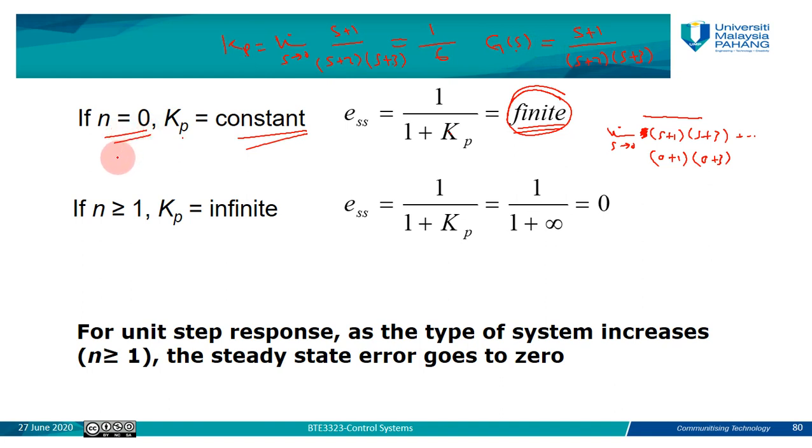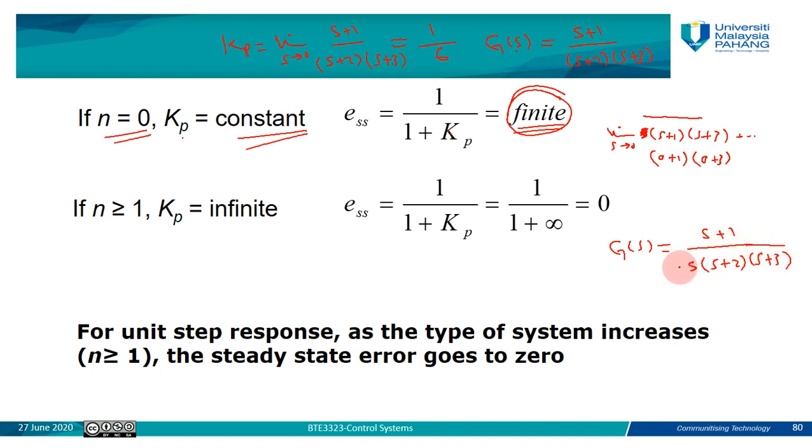If n equals 1 or more than 1, your transfer function will become like this one. This is an example for system type 1. It will be s plus 1, for example, over s times (s plus 2) times (s plus 3). This is just an example.